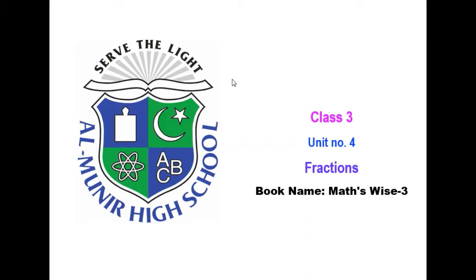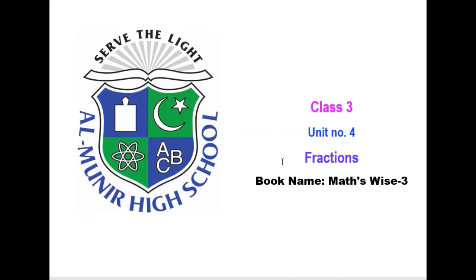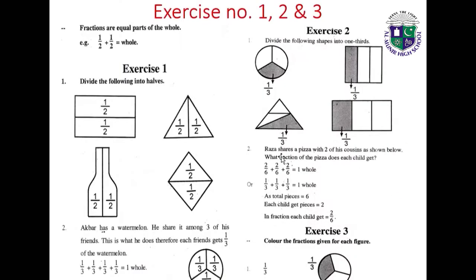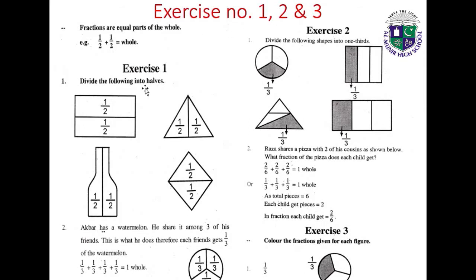Today we are going to do unit number 4, fractions, of your maths book, Maths Wise. Exercise number 1, 2 and 3. Fractions are equal parts of the whole: 1 by 2 plus 1 by 2 equals a whole. Exercise 1, divide the following into halves.